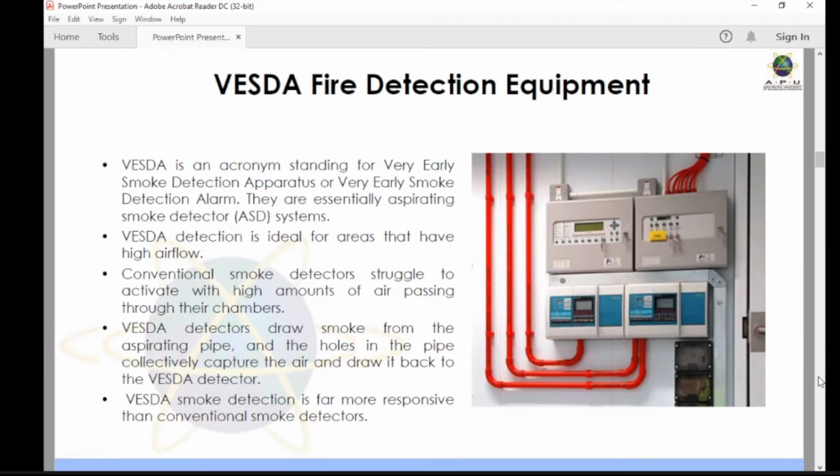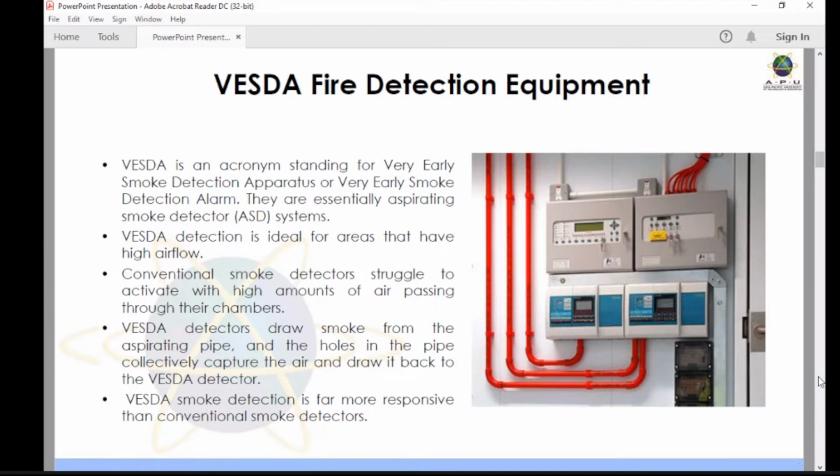VESDA fire detection equipment, this is one example, okay. VESDA is an acronym standing for Very Early Smoke Detection Apparatus, or Very Early Smoke Detection Alarm, whatever you say. They are essentially aspirating smoke detector ASD systems, okay. These are modern systems to put out fire.